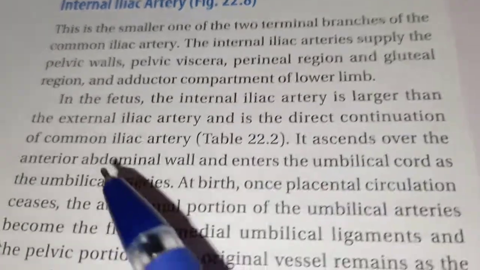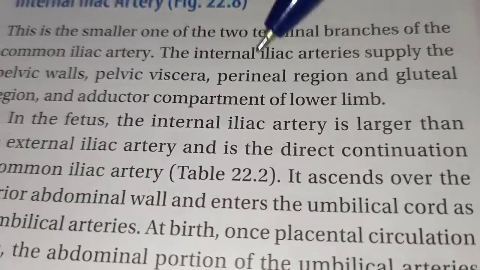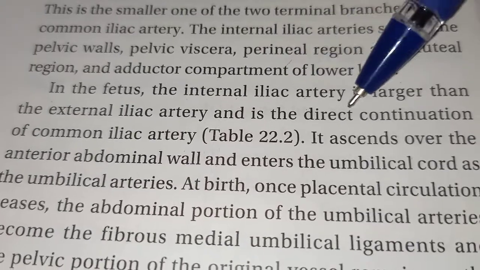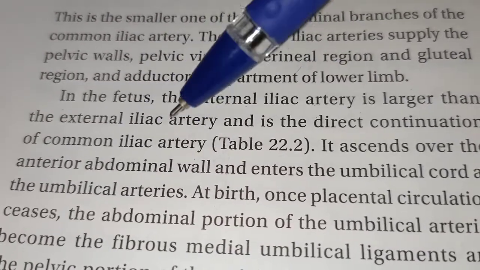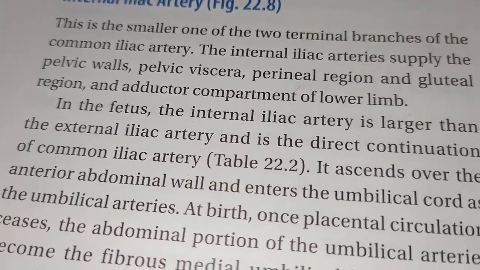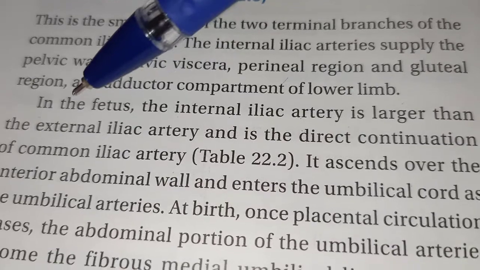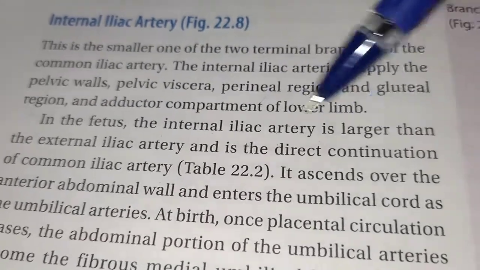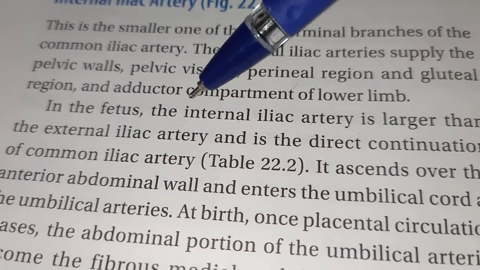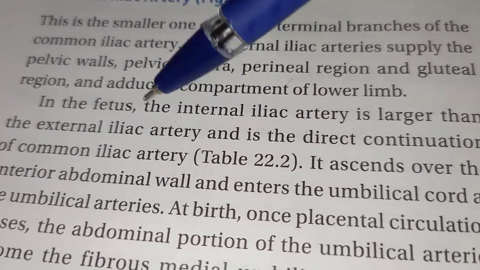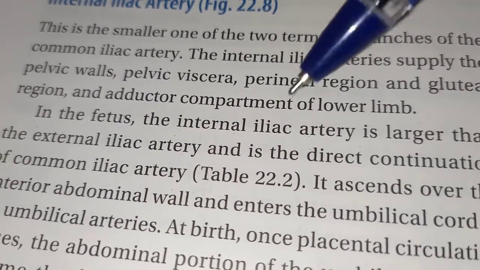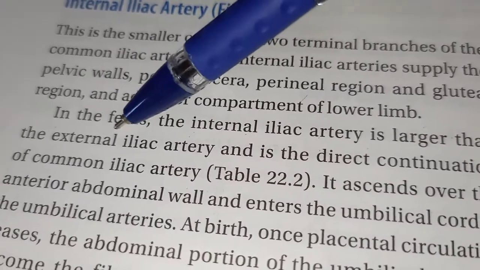In the fetus, the internal iliac artery is larger than the external iliac artery and is the direct continuation of the common iliac artery. So in the fetus, the internal iliac artery is larger as compared to the external iliac, and it is the direct continuation of the common iliac. In fetal life, the common iliac divides into the internal iliac and external iliac, and the internal iliac is large as compared to the external iliac.